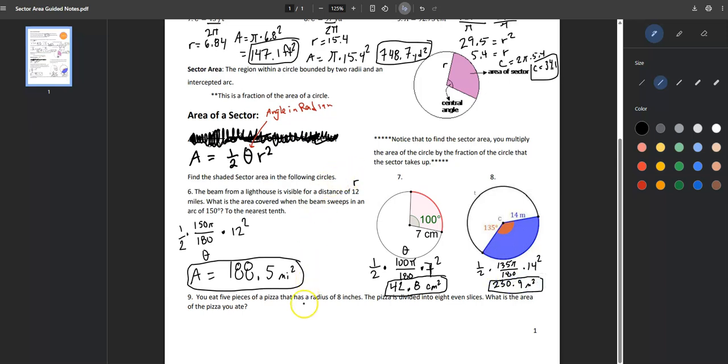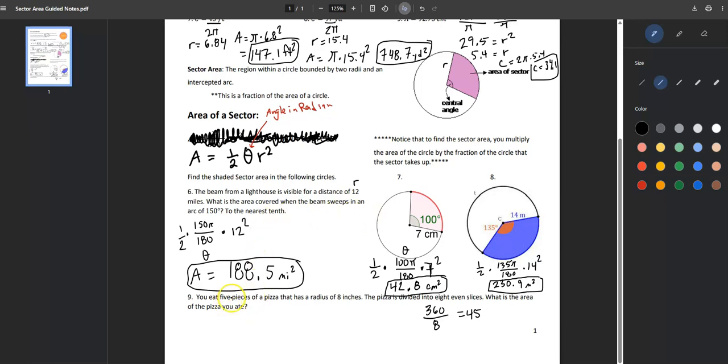Okay, and this last one's just another story problem. If you have 5 pieces on a pizza that has a radius of 8, and the pizza is divided into 8 even pieces, so we're eating 5. I need to know an angle for 5 pieces. So if a full circle is 360 degrees, and I divide that by 8, that will give me 1 piece. So that would give me 45 degrees for each piece.